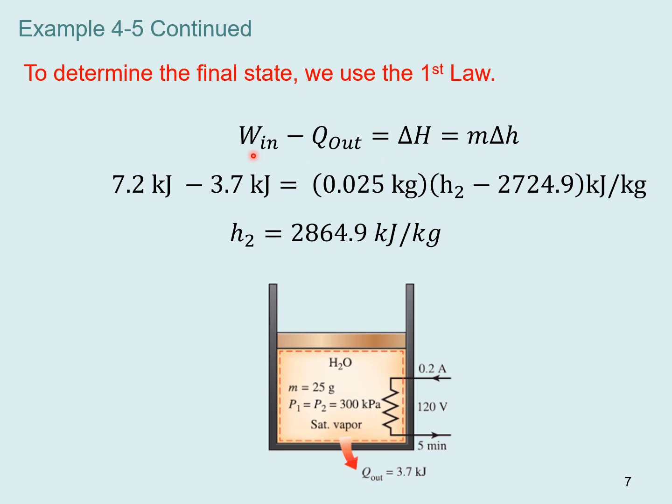So we can plug in the values we know. We know the work in is 7.2 kilojoules. The Q out, we're told, is 3.7 kilojoules. M is 0.025 kilograms. We're told that. Remember, it's grams, so we have to convert to kilograms. Delta H is H2, which is the final, minus whatever the initial H was, which we're told, so we can actually calculate H2. We can simply solve this equation for H2. We get 2,864.9 kilojoules per kilogram.